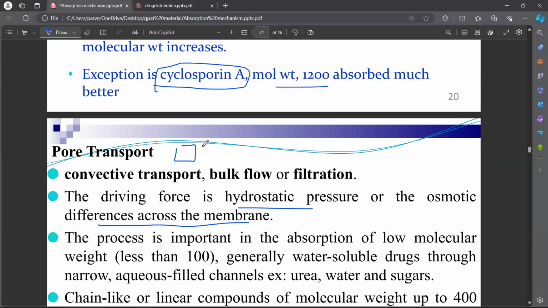So, what is the diameter of that aqueous pore? It is a question asked in GPAT 2020. What is the aqueous pore diameter? Can anyone recall? If anyone has solved the PYQ, then they will be able to answer this question. What is the diameter of that aqueous pore through which pore transportation occurs?